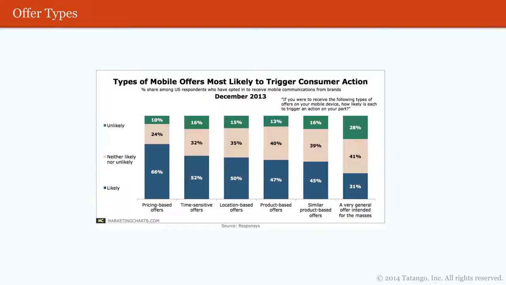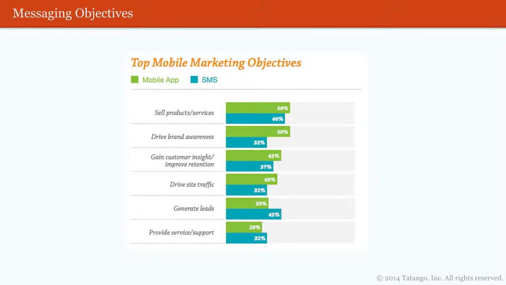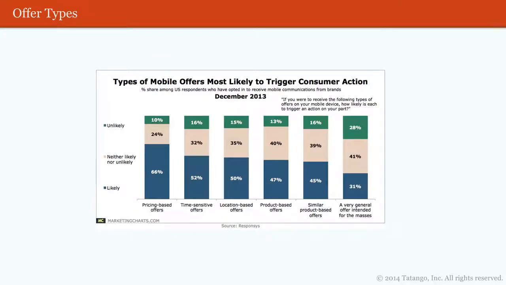66% want price-based offers. If you're starting out in SMS marketing, or maybe redoing your SMS marketing campaign, let's focus on price-based offers. Let's focus on selling products with price-based offers, because that's the easy one. Let's knock it out of the park, the low-hanging fruit first. Then you can come back and start doing time-sensitive offers and location-based offers and product-based.